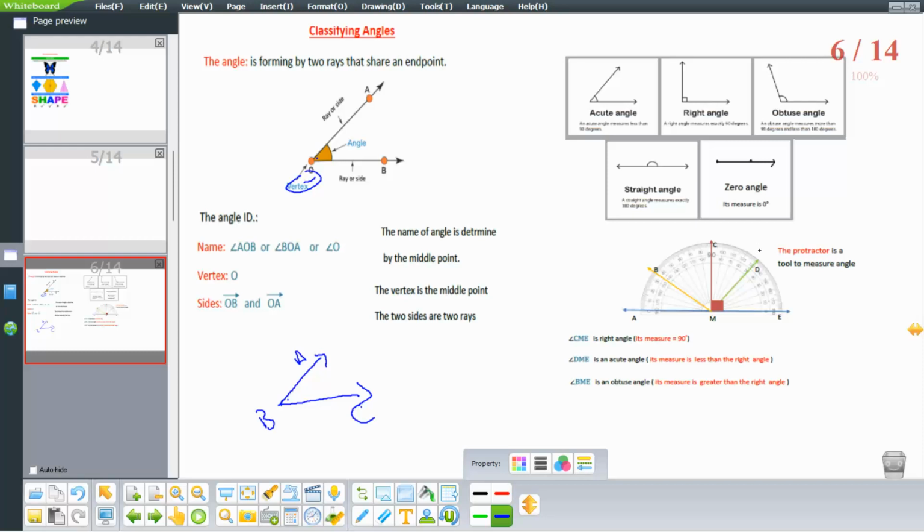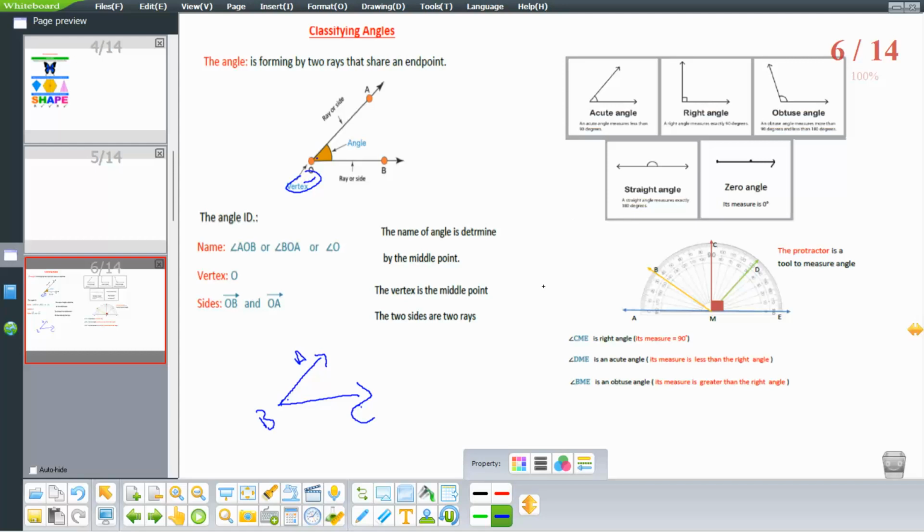Then when we start and count 0, 10, 20, 30, 40, 50, 60, 70, 80, till 89, we call it an acute angle. The measure of an acute angle is between 0 and 90. So we start with the zero angle, with a measure equal to 0. Then we have the acute angle, whose measure is greater than 0 and less than 90.